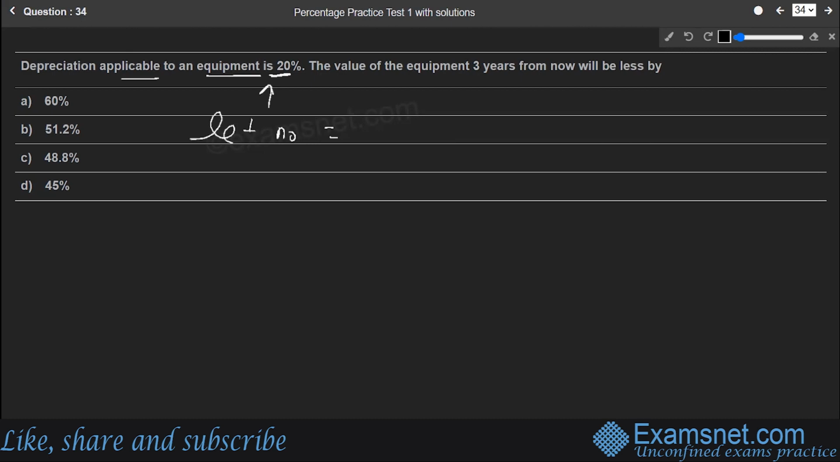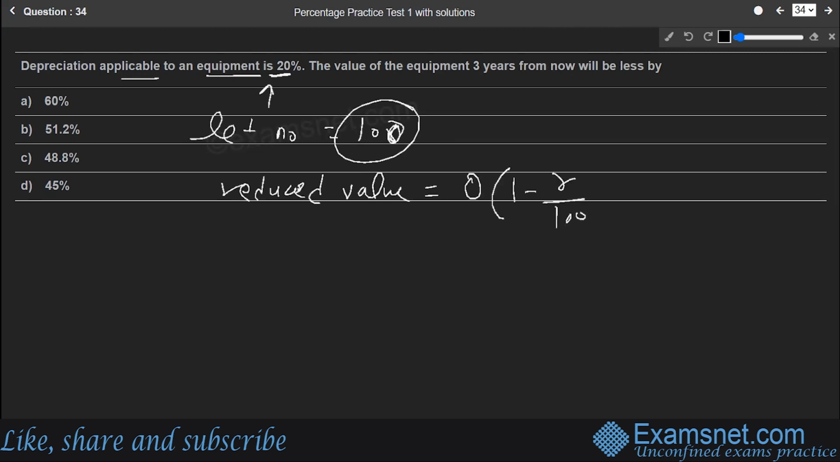Let the initial value of the equipment be 100 rupees. Then depreciation applicable to an equipment is 20% for 3 years. For this situation, when there is a continuous decrement, we have a formula for the final price after all the reduction consecutively for 3 years or n years. The reduced value is always calculated by original value O times (1 minus r by 100) to the power n, where O is the original value, n is the number of years, and r is the rate percent.